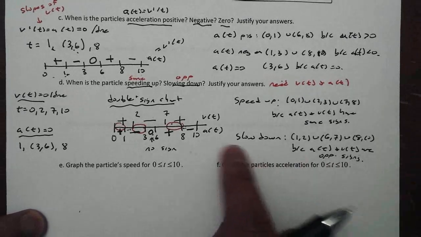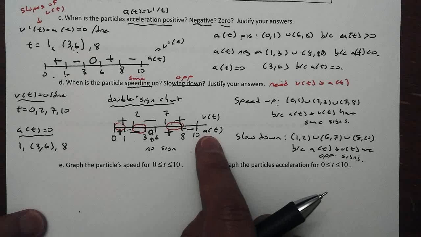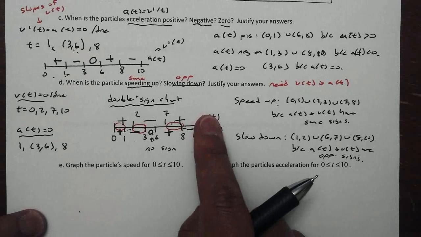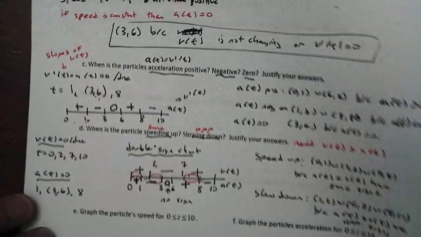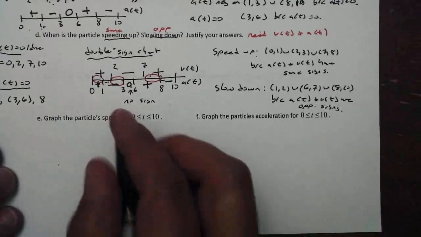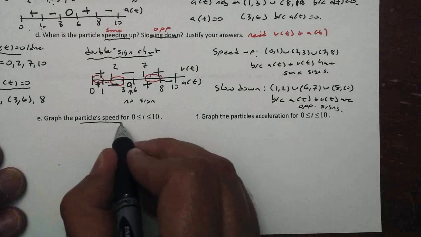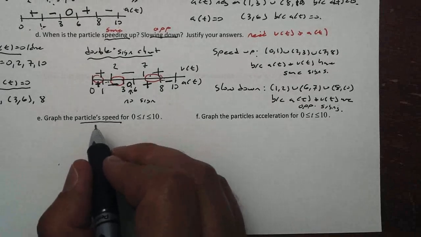Here's an interesting question. Could you have a positive acceleration but 0 velocity? Interesting. The answer's in here if you want to look at it. Alright, for the next part, we want to graph the particle's speed. Now this is one that always gets people.